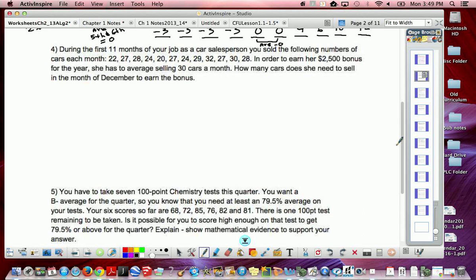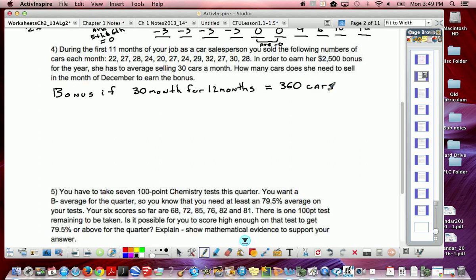Okay, so you want to earn the $2,500 bonus. According to your bonus, you get the bonus if you sell 30 cars a month for 12 months. So what that means is you need to sell a total of 360 cars.